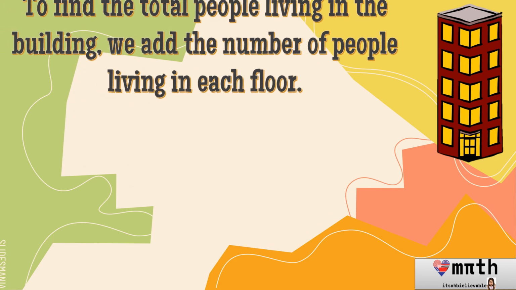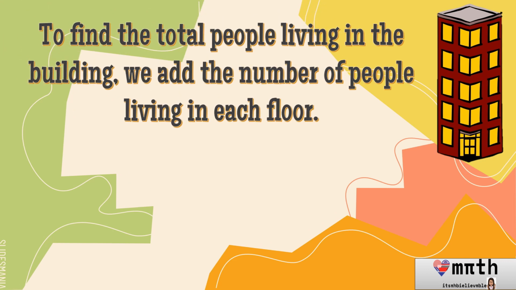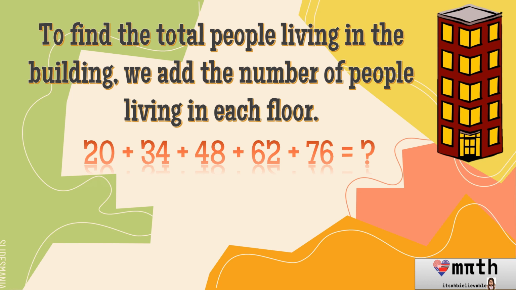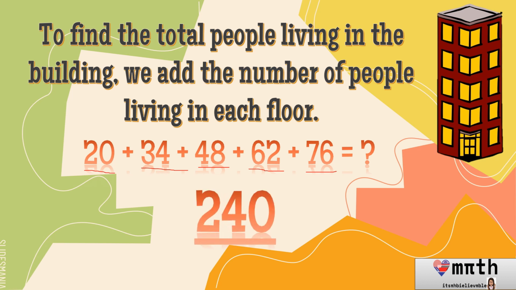For us to find the total people living in the building, we just add the numbers of the people living in each floor. So on the first floor, we have 20. On the second floor, we have 34. On the third floor, we have 48. On the fourth floor, we have 62. And on the fifth floor, we have 76 people. So we just add all of them. The total people living in the building will be 240 persons.